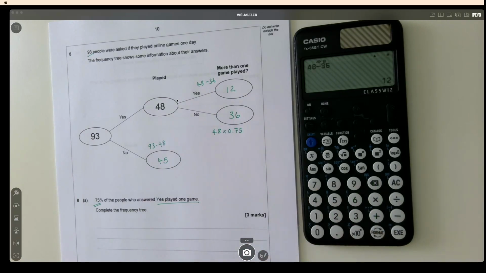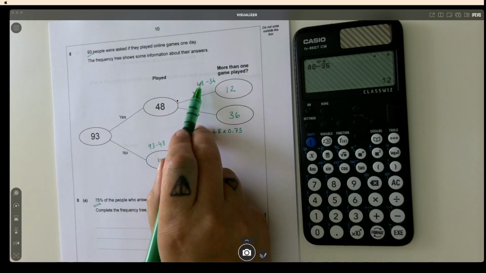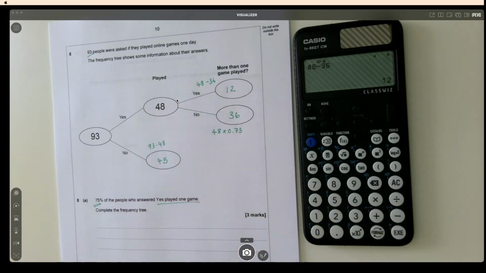Notice I used my calculator. It's a calculator paper. I've written what I've typed into my calculator down as working out, but I've made sure that my answers are correct.